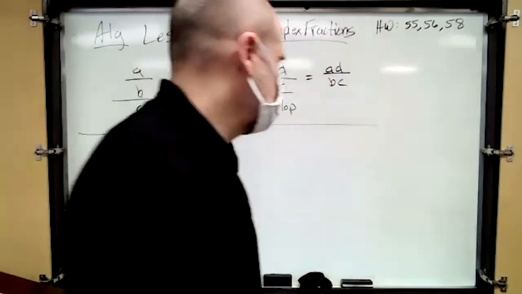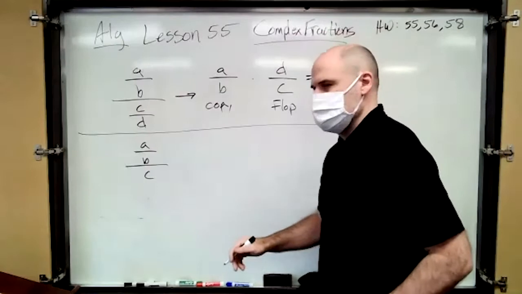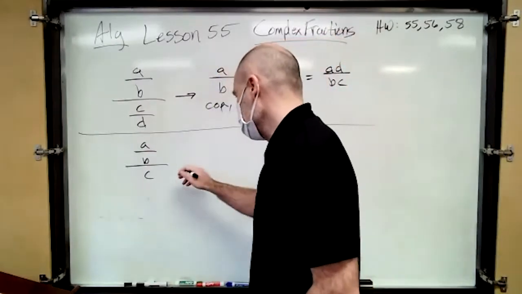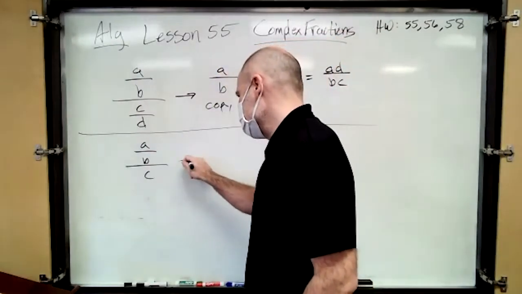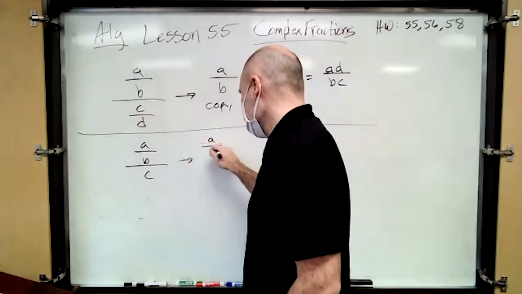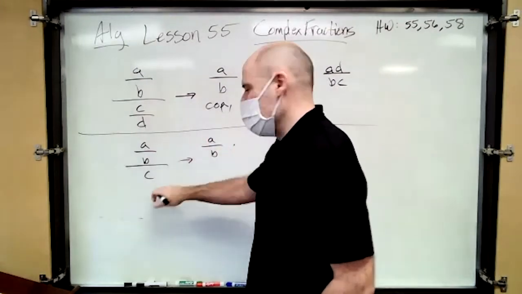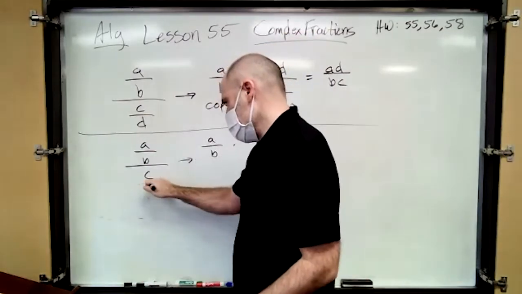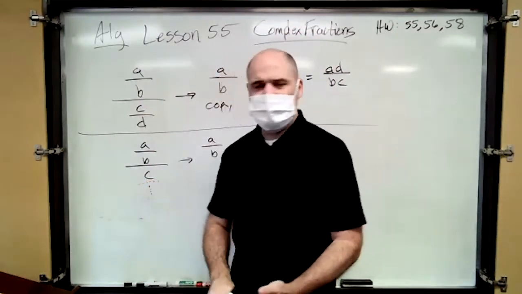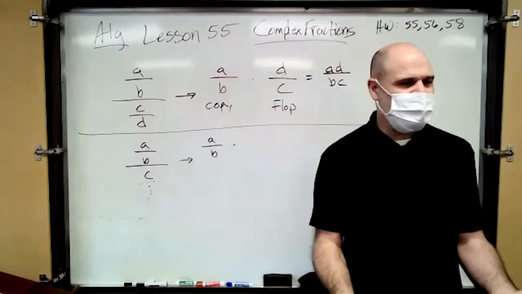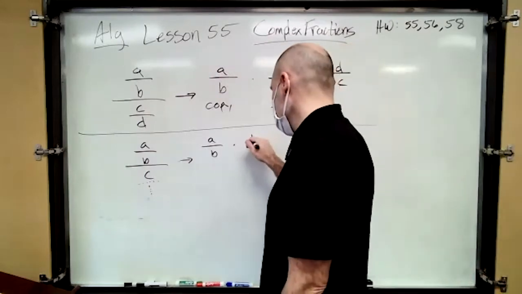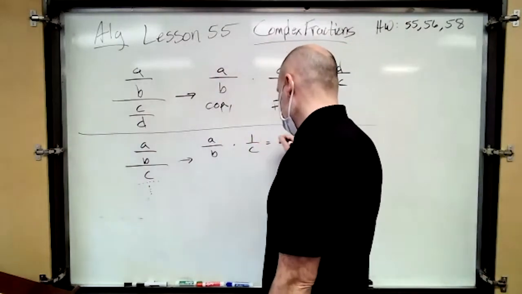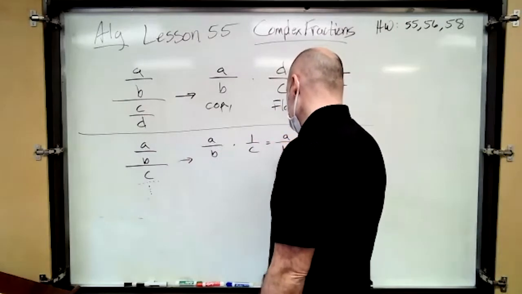You got an answer, Anna? I just have A over BC. A over BC? Okay, let's see. So I'm going to copy the top fraction. I'm going to dot the division sign, and I'm going to flop C. Well, C is not a fraction, right? So remember, when something's not a fraction, you can always throw it over 1. So how do you flop C over 1? Just 1 over C, which is A times 1 is A, B times C is BC. Good job.